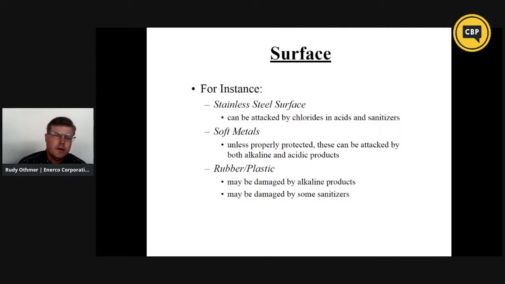If you're brewing in copper, that qualifies as a soft metal. The copper can be attacked both by high alkaline and acidic products. So you may have to lower your temperature. You may have to reduce your cleaning time or your concentration to preserve that copper kettle. And then the rubber and plastics, primarily looking at compatibility with components in the sanitizers.